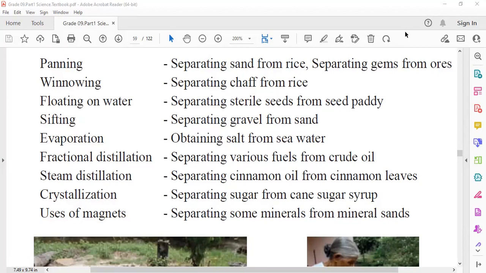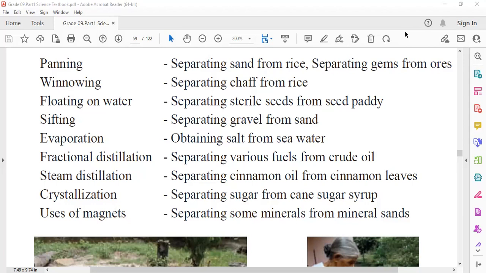Evaporation is when you put salt water into a container and heat it, the water gets evaporated and the salt gets precipitated. That is the method. Fractional distillation, we have to talk about it when you come to grade 11. Fractional distillation is the method used for separating crude oil at different boiling points.